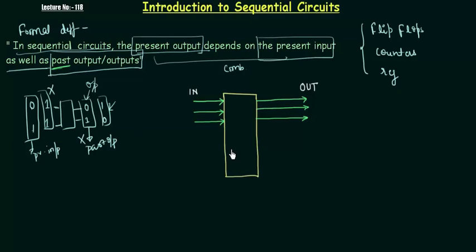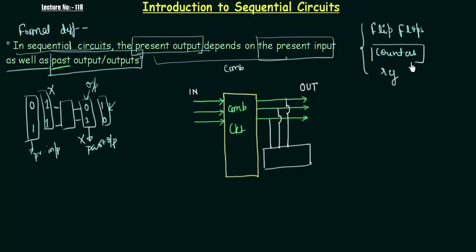Let's see how it works. For example, this is my combinational circuit. This is my present input, and this is my present output. So the present output depends only on the present input. Now if I want to convert this combinational circuit to a sequential circuit, what do I have to do? Let's see. I have to take this output, all three outputs actually, and then store it. I have to store it. Now let me explain why I need to store it.